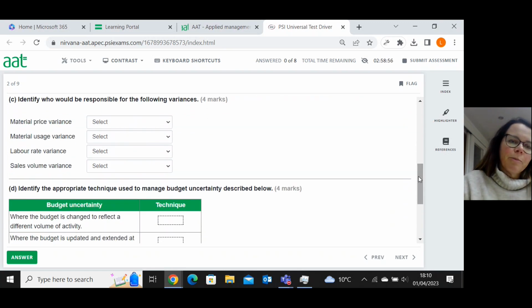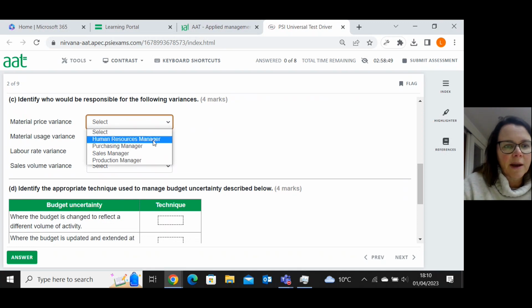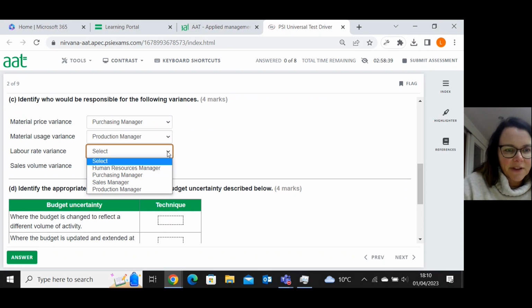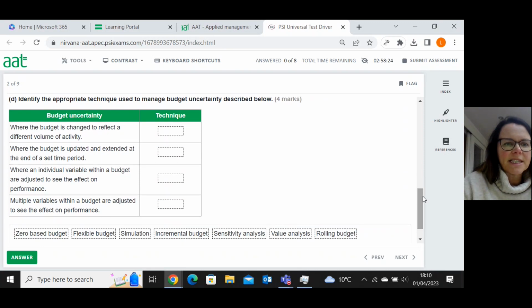Identify who would be responsible for the following variances. A price variance for materials would be the purchasing manager. Usage variance, so how much do we use, would be the production manager. A labour rate variance would be how much we're paying people, so that would be the HR manager, and sales volume would be the sales manager. Seems quite straightforward.